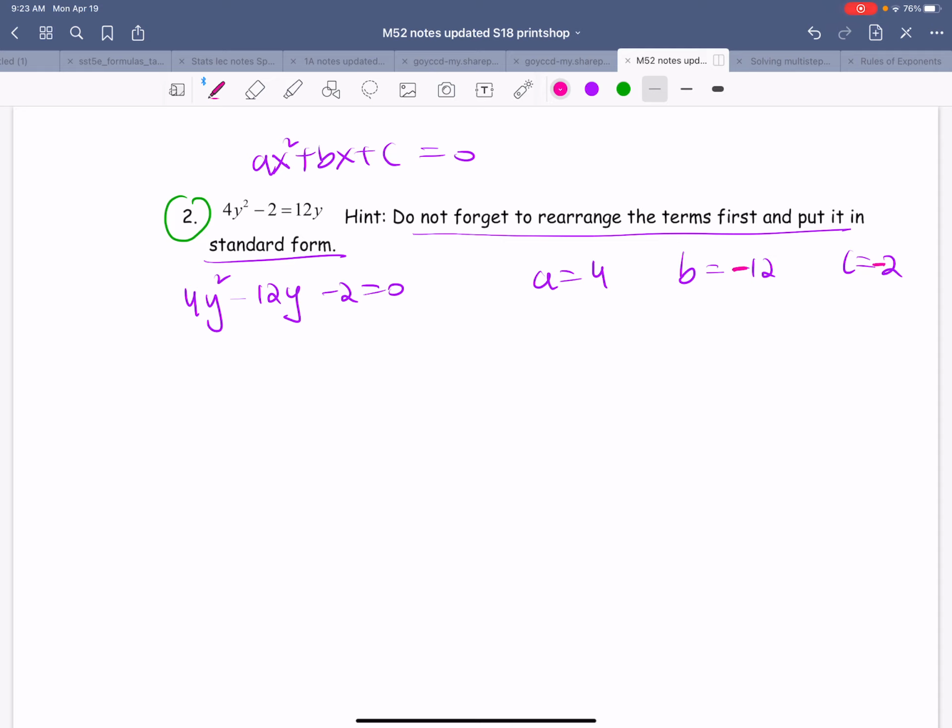Let's go ahead and plug them into the quadratic formula now and figure out the values of y. I don't have x in this case. In this case I have y.